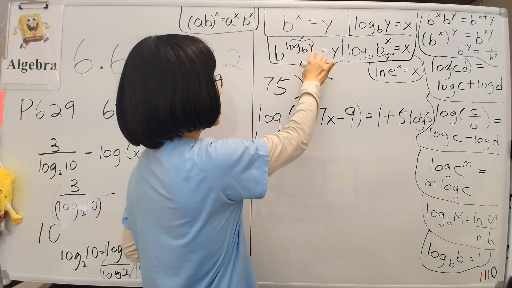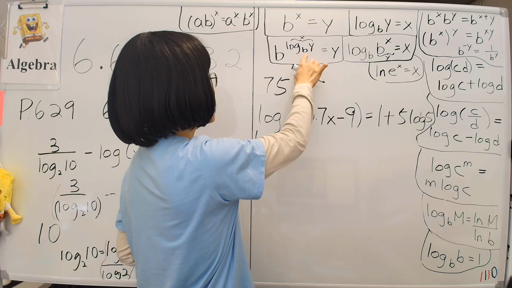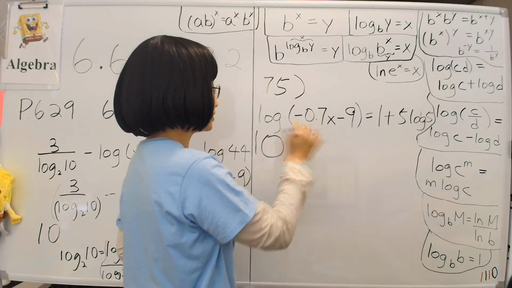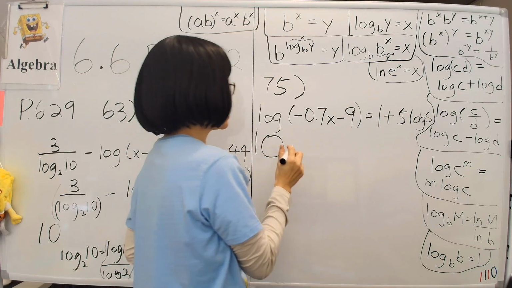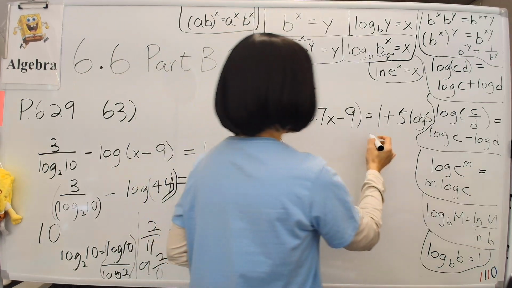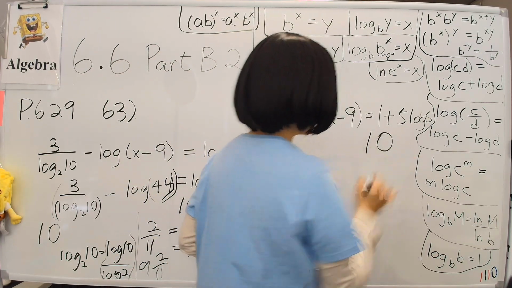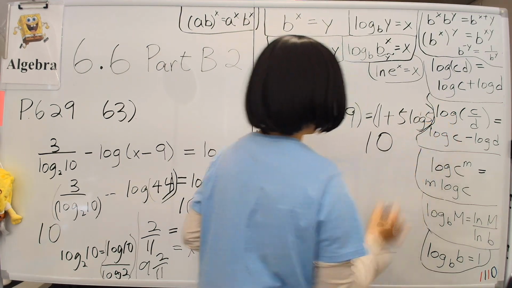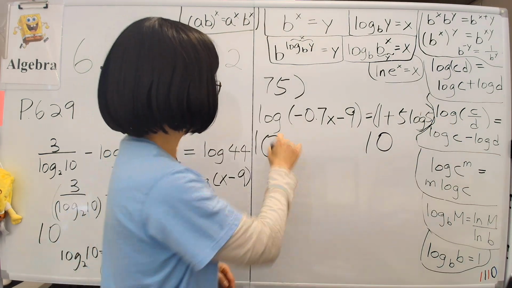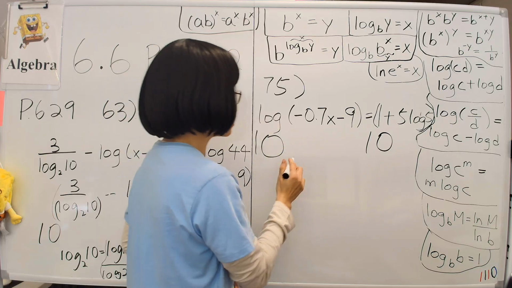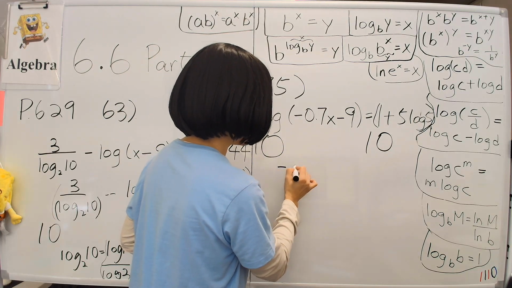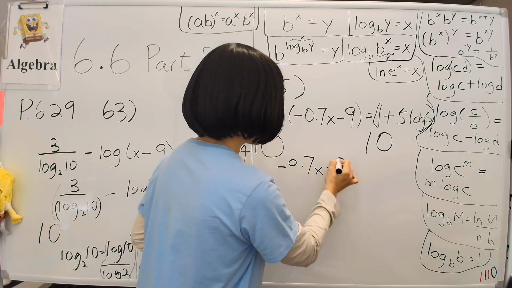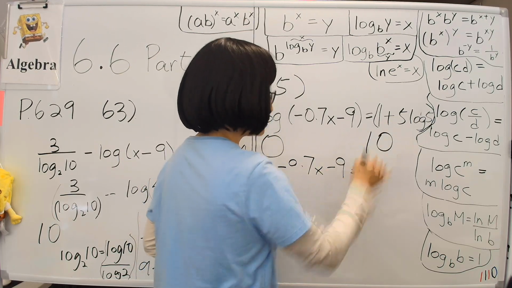See, if you have a y here, you have a log base 10, and here's 10. So together, it will become y. In other words, 10 and log will cancel out each other. So we'll write down a giant 10 down here, and we'll do the same thing over here. Be sure to put this stuff in parentheses, okay? And so this side then, because 10 and log canceled out each other, we will only have negative 0.7x minus 9.